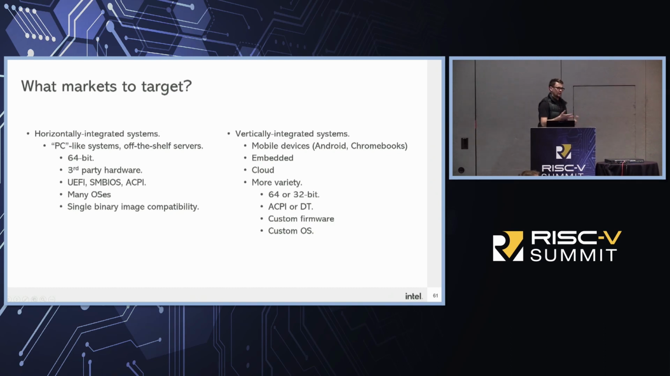Of course, you may have more variety. Some of the embedded systems may be 32-bit. Of course, you're actually booting your own OS, most likely, or a customization of an upstream OS. You may prefer to use device tree, right? So these are the two markets that this spec covers today. This parallels, of course, to a degree, the efforts that have occurred in, let's say, Arm SystemReady.